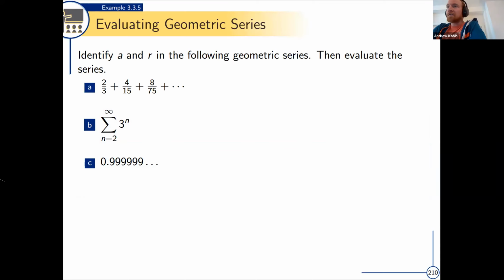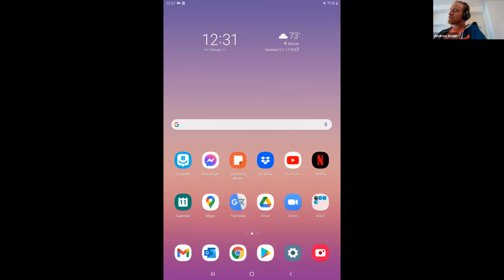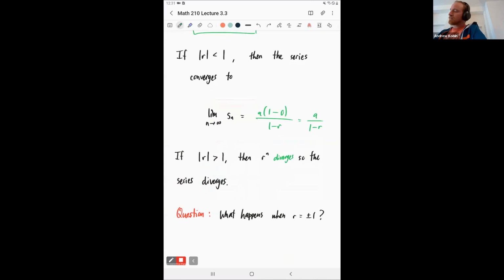Here's some geometric series to practice with. So I just gave you a theorem that tells you how to evaluate the behavior of geometric series, and these are all geometric. So let's think about each of these together.